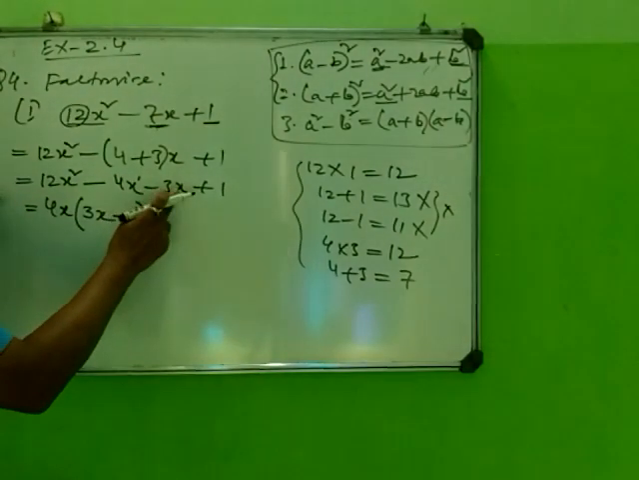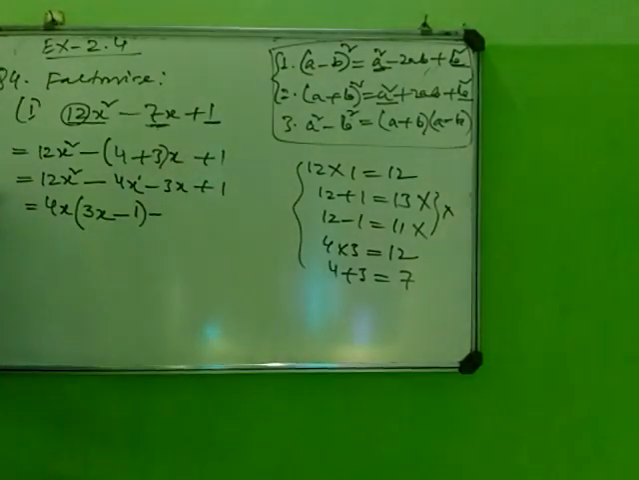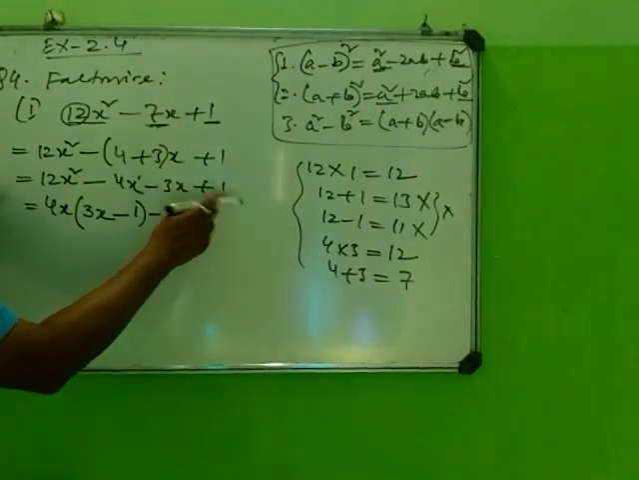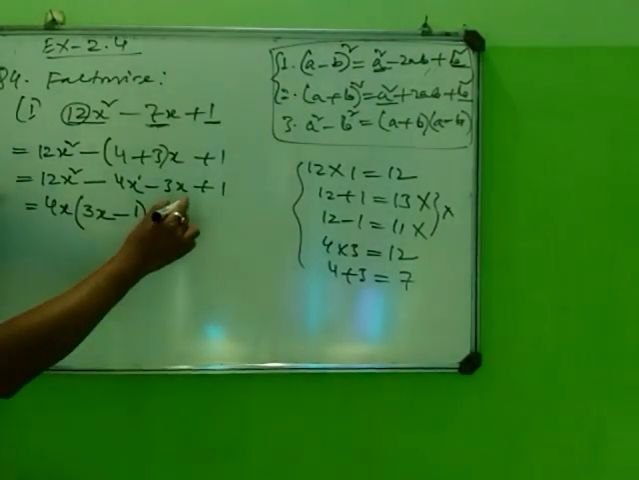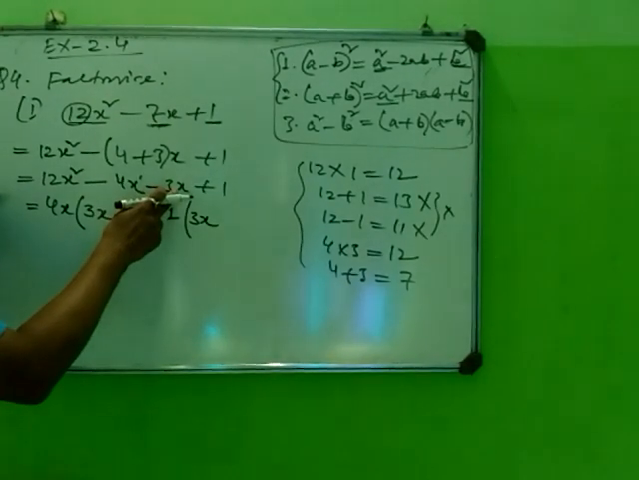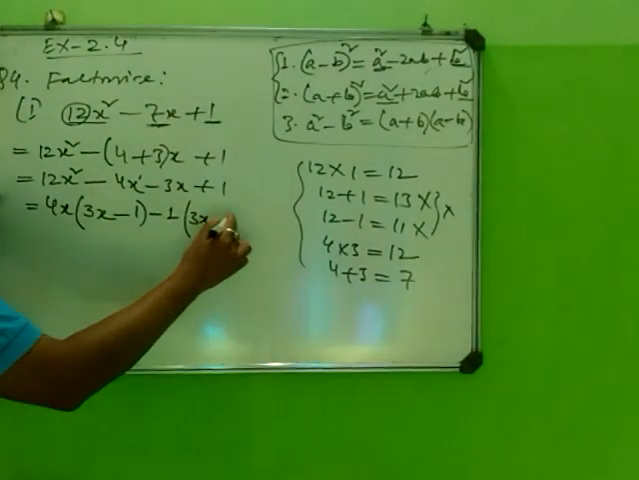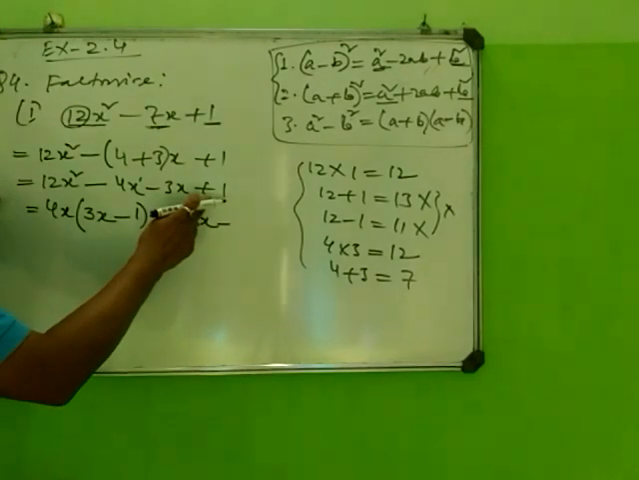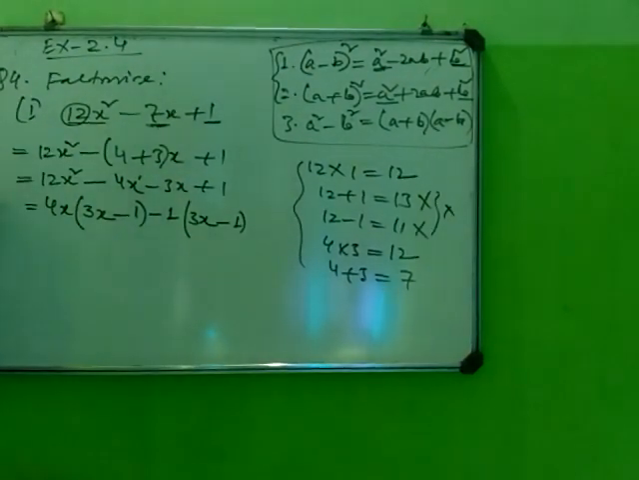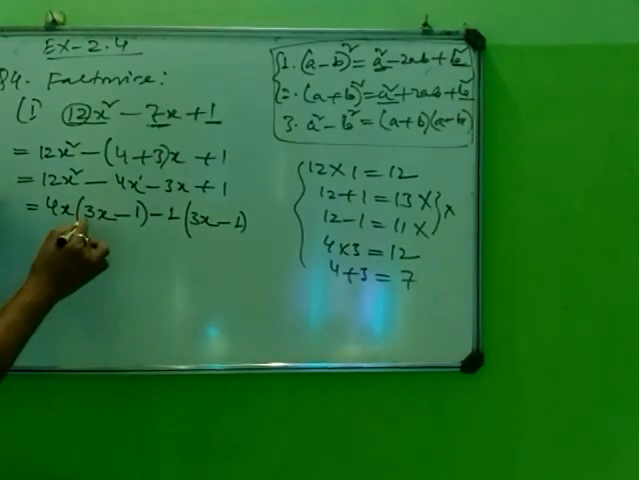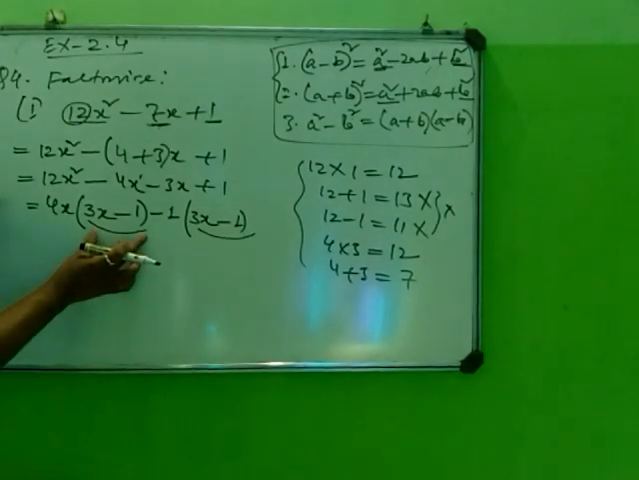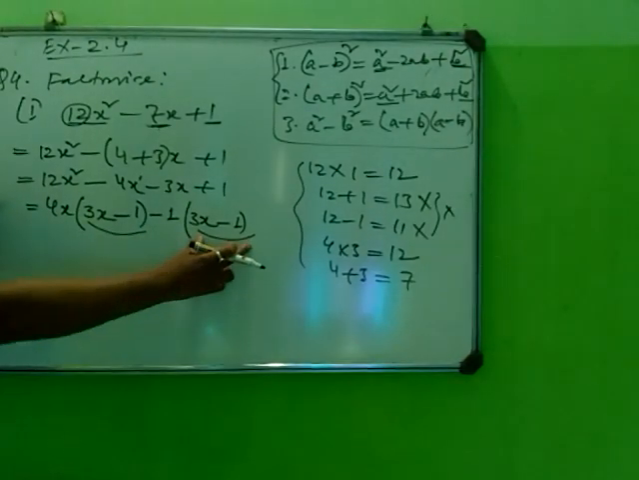Minus into, but between this 3x and 1, there is no common term. So at that time you will take 1, because there is no common term. 1 into 3x, you will get 3x. Minus into minus will be plus. 1 into 1, 1. Now you see, when you split the middle term, you should get one common factor. So the common factor is 3x minus 1.